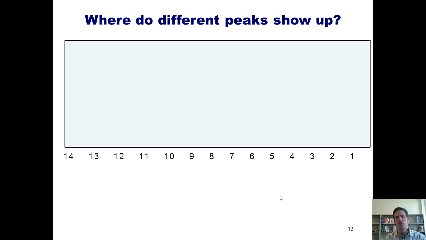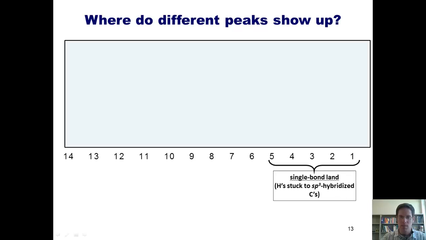Now let's see if I can describe that same thing in picture form. Once again, as I mentioned before, hydrogens that are stuck to sp3 hybridized carbons, generally speaking, will appear between 1 and 5 ppm. I personally like to call this single bond land, because we're talking about carbons that have all single bonds around them. The hydrogens stuck to those carbons appear, generally speaking, in this area.